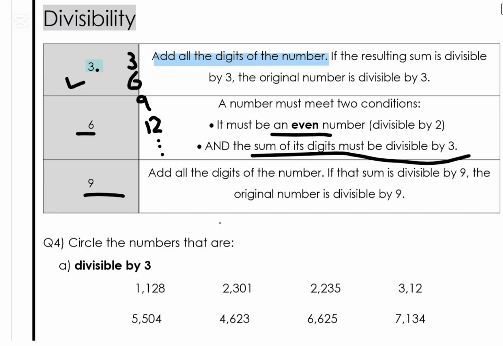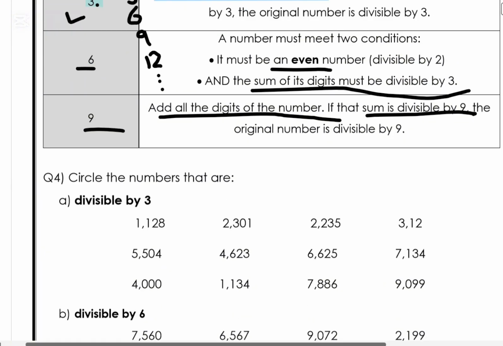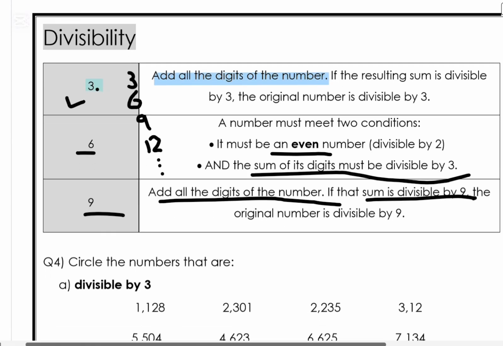Okay, and 9. What about 9? Also, you need to add all of the digits to each other. If the sum is divisible by 9, I mean one of the 9 multiples, so yes, it is going to be divisible by 9. And there's a very, very important note.